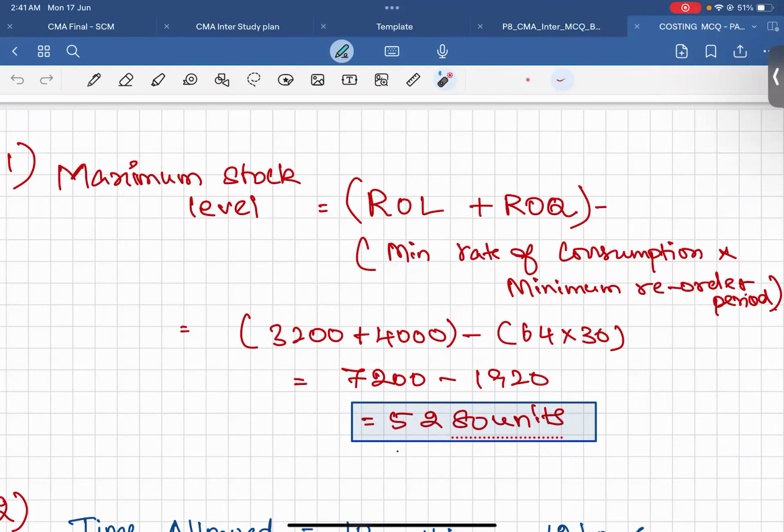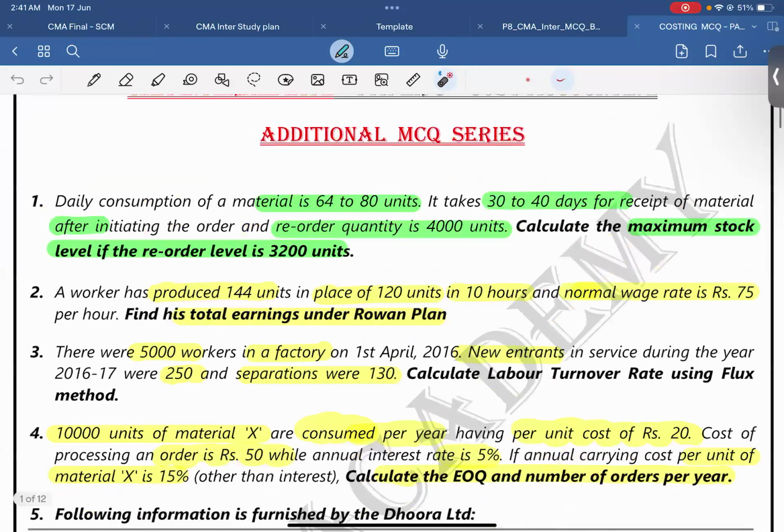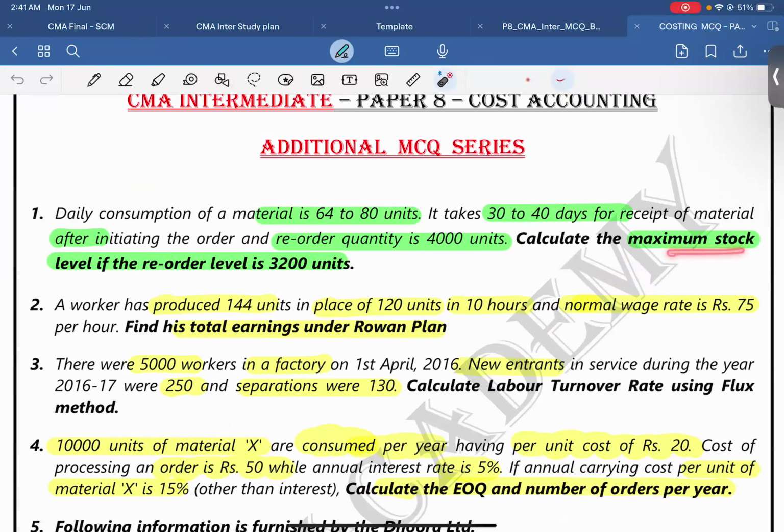We could not prepare the options for that question, so we are directly solving the sum. Maximum stock level is equal to ROL plus ROQ minus minimum consumption into minimum average period. So this is a minimum, here it is a minimum, so we are multiplying this together and we are adding together to find out the reorder level.